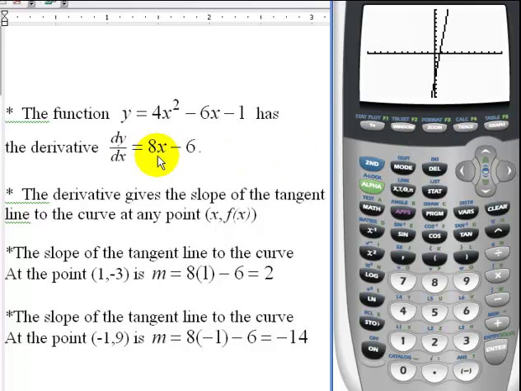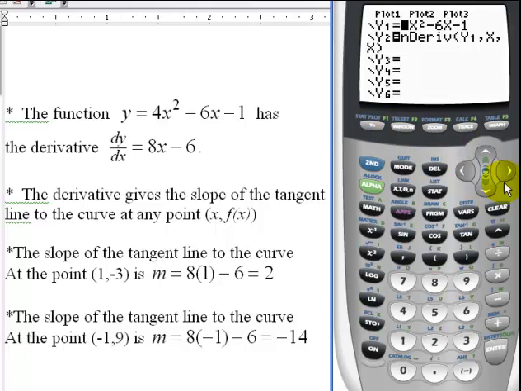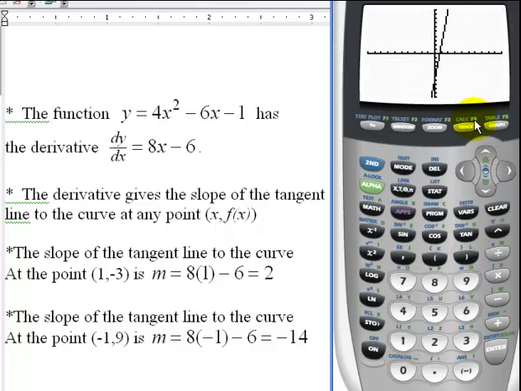Now that should be the line y equals 8x minus 6, right? That is the derivative. So let me go in here, and under y3, I'm going to type the equation, get my blinking cursor down to y3. I'm going to type the equation 8x minus 6, just to make sure that's the same equation. So when I hit graph, boom, there was y3. Now obviously I didn't see it graph because it lay right on top of my other curve.